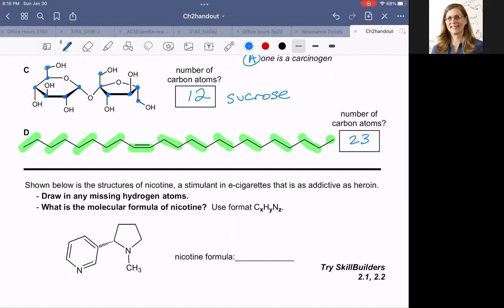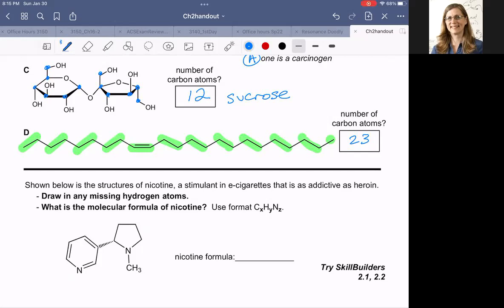This shown below is the structure of nicotine. This is a stimulant that's in cigarettes and electronic cigarettes as well. That is as addictive as heroin. So it's a stimulant, but it's also something that can very easily get you addicted to those products, to vaping or to smoking. So let's take a look at this. Can you fill in any missing hydrogen atoms? And then again, what's the molecular formula of nicotine?